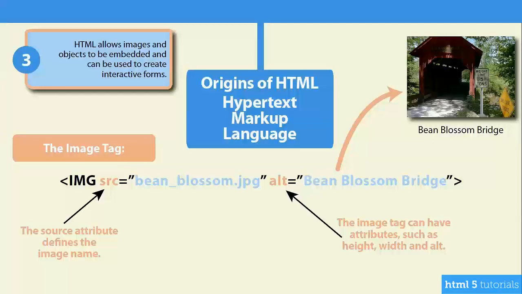A more important reason to add an alt tag would be for Section 508 compliance. If someone who is viewing your content is handicapped and is unable to read the content or see the images on screen, they use a machine called a screen reader. In this particular case, the screen reader would tell them that the Bean Blossom Bridge photo was supposed to appear here since they are unable to view it themselves. So the source attribute defines the image name, and the image tag can have attributes such as height, width, and alt as well. We've added two, source and alt, but there are other ones you can add as well.